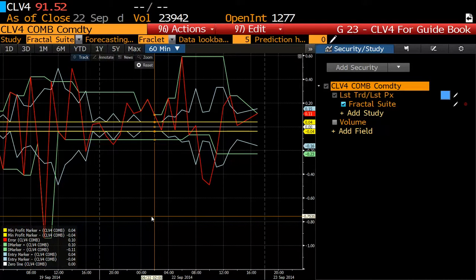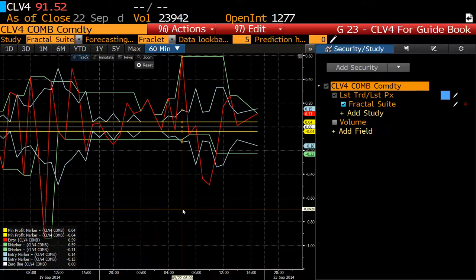This concludes video number 10, and the next video will focus on the final indicator in the Fractal Suite, which is the fast forward indicator used for identifying trends in which direction they are moving in, and also their strength based on the prediction.